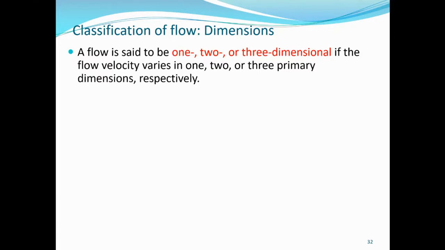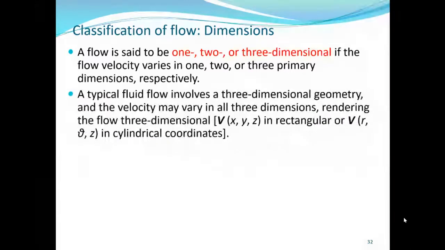If the flow velocities vary in one, two, or three primary dimensions, respectively. Okay? Typically, fluid flow involves a three-dimensional geometry because the pipe, the channel, and what have you, is a three-dimensional figure. Okay? Hence, the geometry is usually three-dimensional, which can vary in X, Y, Z in rectangular coordinates, or in cylindrical coordinates using the radius, angle, and Z. Okay.